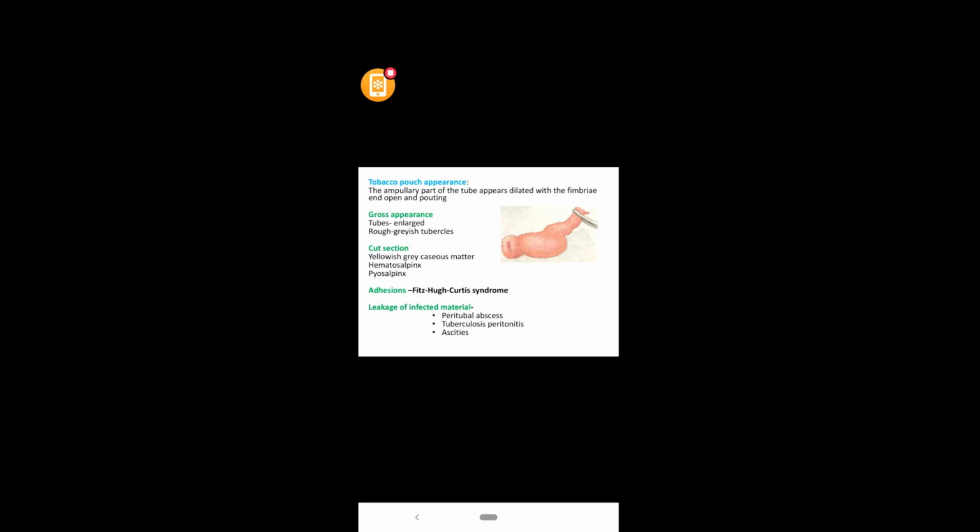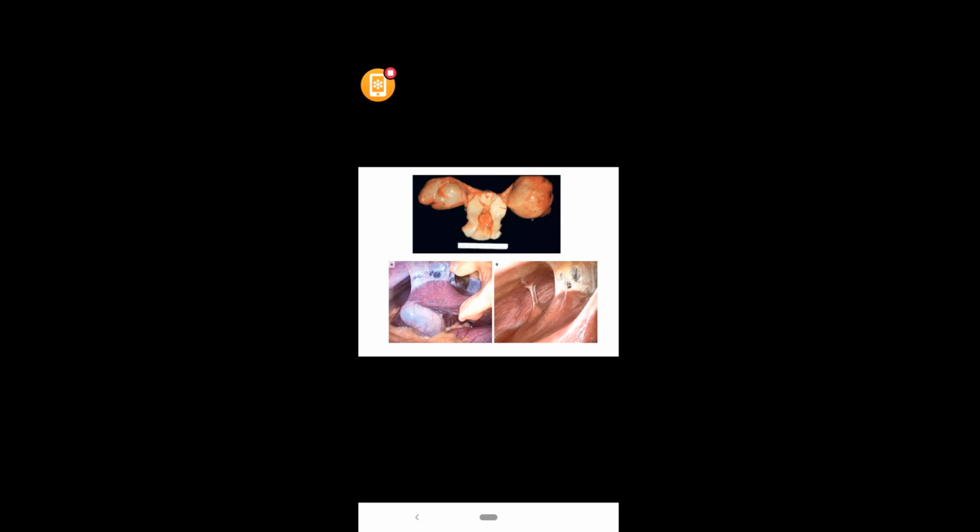As there is an infection, they will form adhesions, and these adhesions may be seen from the right fallopian tube to the lower border of the liver. This is nothing but Fitz-Hugh-Curtis syndrome. If there is any leakage of the infected matter, there will be formation of abscess and peritonitis, followed by ascites. So these are the images. See, this third image shows the adhesions between the fallopian tube and the lower border of the liver.